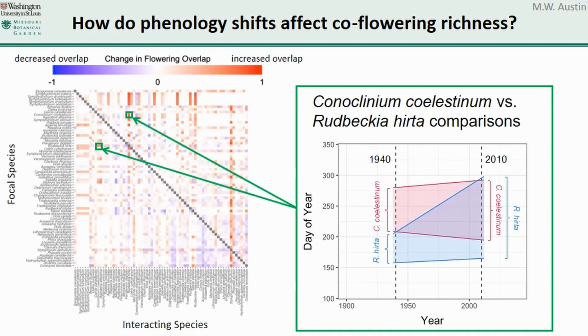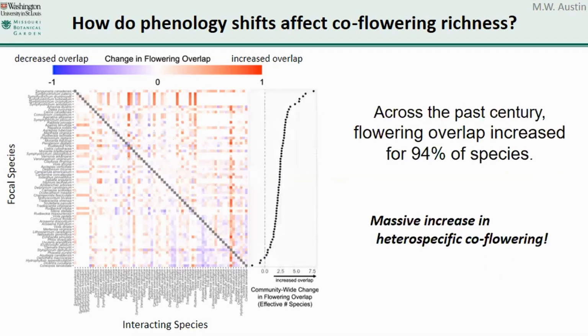I used the data from this heat map to calculate a net estimate for each species of how their flowering overlap has changed with all other species at the community level, by taking, for each species, the sum of pairwise changes to flowering overlap. And you can think about those analyses as, if you think about this heat map as a data frame, and you take the sum across every row, you derive this panel on the right.